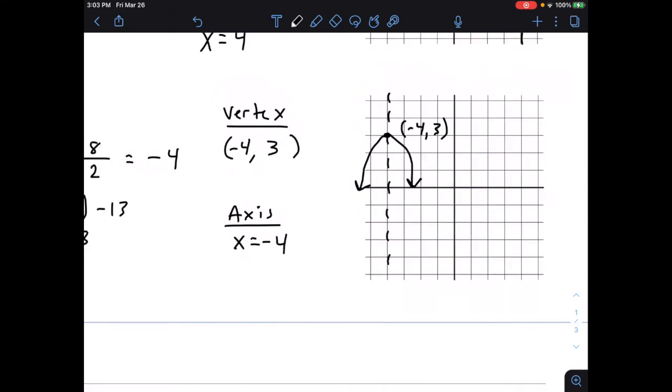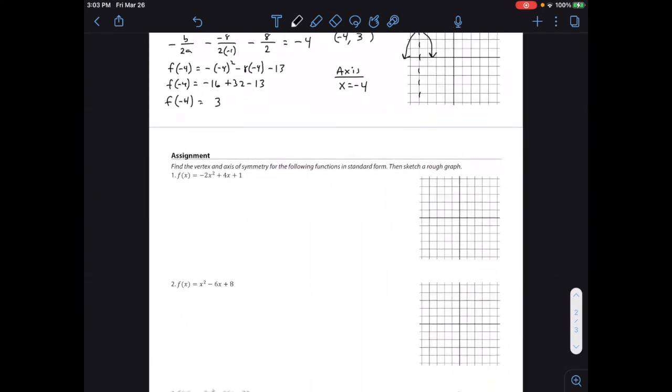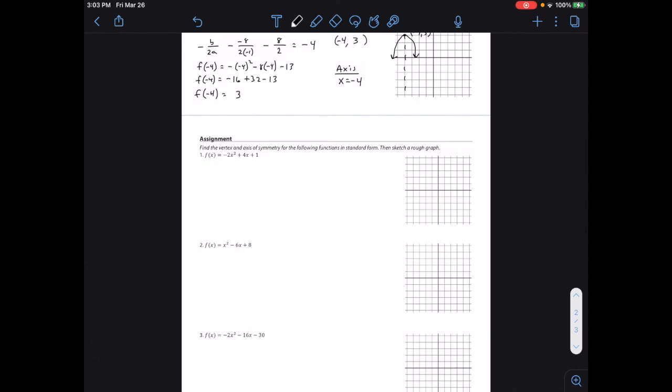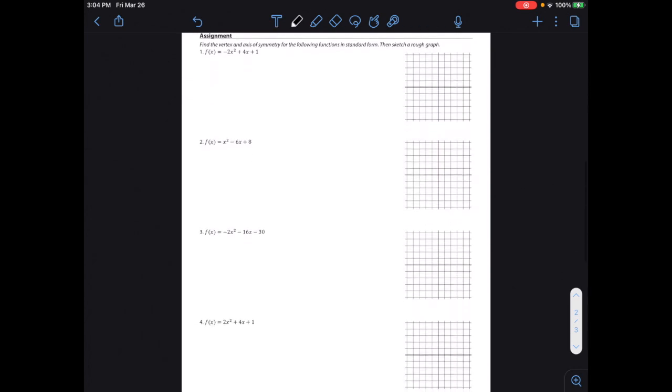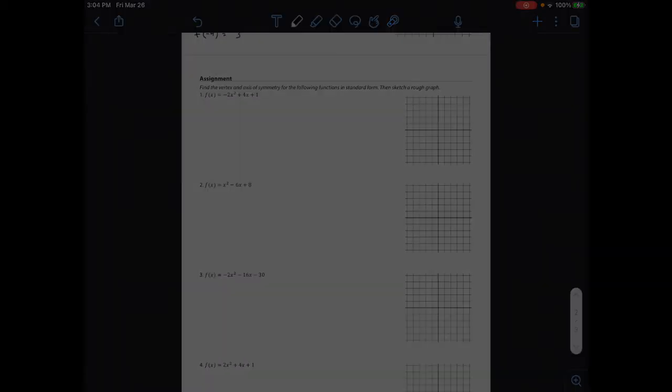All right, so that was a couple of quick examples. And it's relatively straightforward if you can evaluate a simple formula and then evaluate a function at a specific number. So you have 4 to do on your own here. When you're done with these, make sure you submit it to Schoology so I can take a look at it for you.